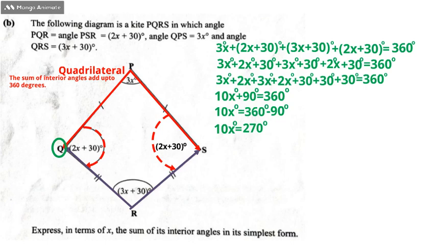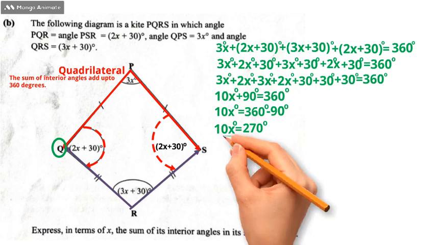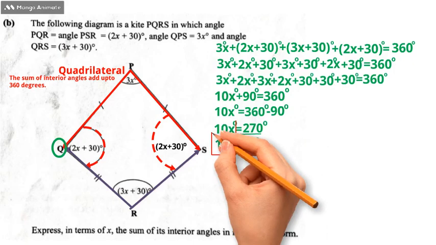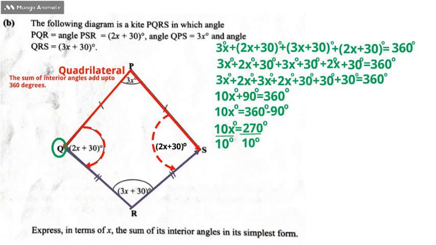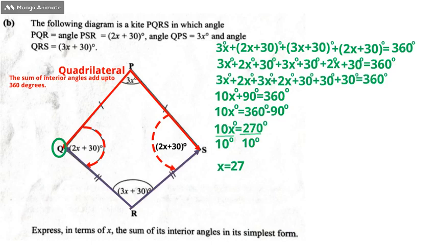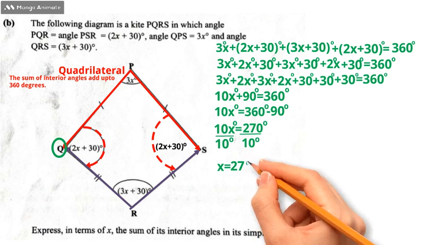Then what we need to do is find the value of x, because we want to write x in its lowest value. So we say 10x over 10 equals 270 degrees over 10. We divide by 10 on top and bottom, which will leave us with x, which will be equal to 270 divided by 10, which is 27 degrees. So 27 degrees is the value of x. That means we have solved the question, and x is equal to 27 degrees.